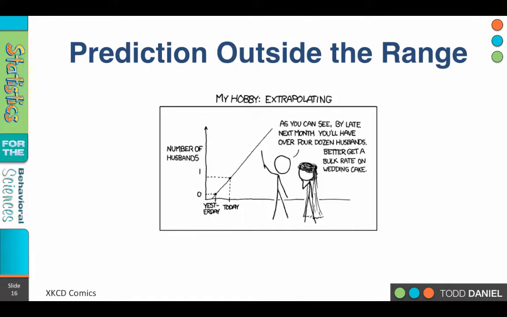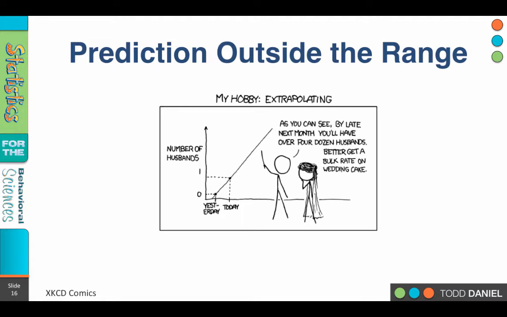Here's a fun example of this from the XKCD comics. Here's a man talking to his wife the day after their wedding. "As you can see, by late next month, you'll have over 4 dozen husbands. Better get a bulk rate on wedding cake." So yesterday she had 0, today she has 1, but that extrapolation is unlikely to continue in future days. So we should always be careful about predicting outside of the range.